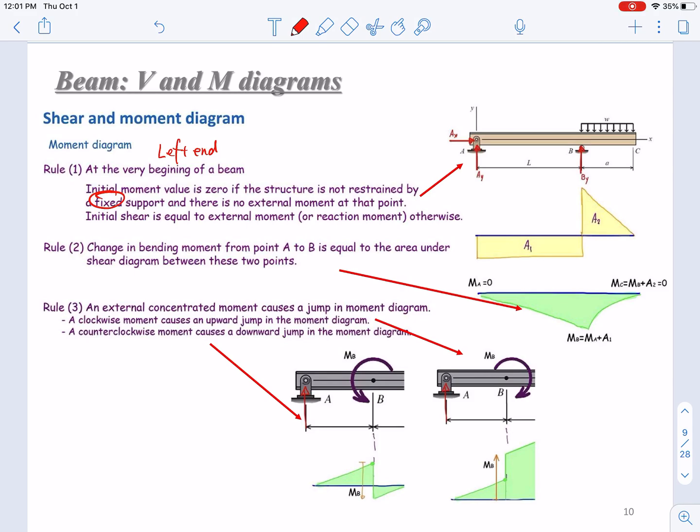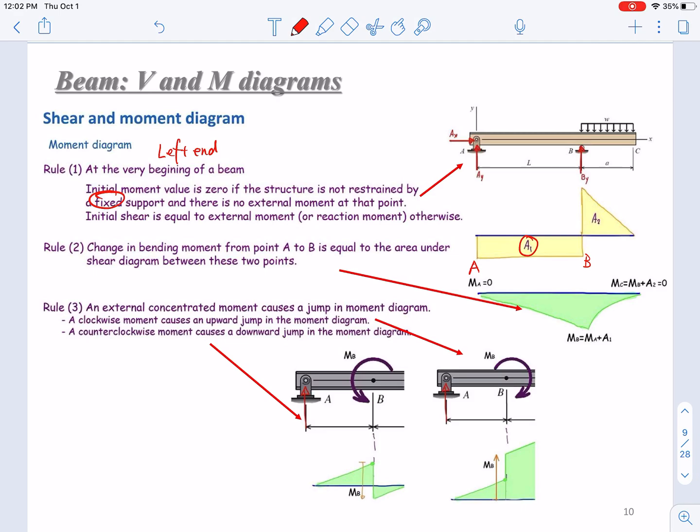Then rule number 2: the change in bending moment from point A to B. Of course, we normally start from the left end, but from any point A to the next point B, this change is equal to the area under the shear diagram. So if we have point A here and point B here, the change in bending moment between these 2 points will be equal to the area A1 in the shear diagram. Then rule number 3: an external concentrated moment causes a jump in the moment diagram. A clockwise moment causes an upward jump, and a counterclockwise moment causes a downward jump.